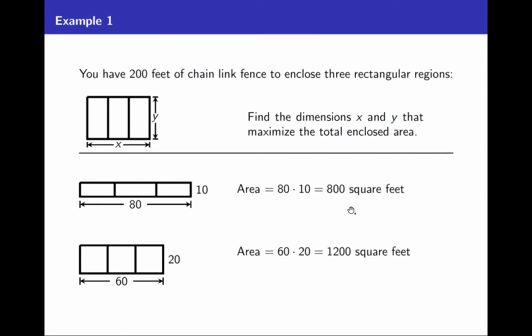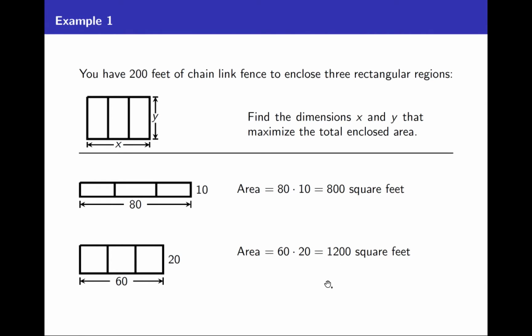On the other hand, you might think about doing it this way. Maybe make the length of the rectangular region 60 feet and the width 20 feet. And here, how much fence have you used? Well, 60 feet on the bottom, 60 feet on the top. That's 120 feet, plus another 20, 20, 20, 20, and that uses up all of your 200 feet of chain link fence. And you've now enclosed an area of 60 times 20 equals 1,200 square feet. And that was better than what we had over here.